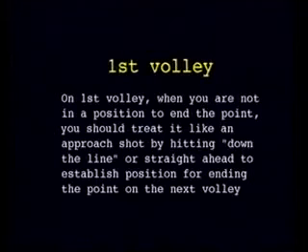On first volley, when you are not in a position to end the point, you should treat it like an approach shot by hitting down the line or straight ahead to establish position for ending the point on the next volley. What you've reviewed in this video is the importance of court position, shot selection, and recovery. Now we're going to find ways for you to practice it.